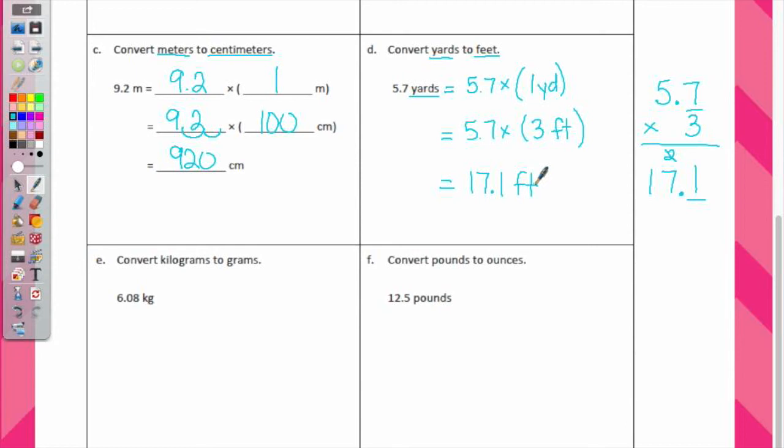So the answer to how many feet are in 5.7 yards? 17 and 1/10 feet. Now something I wanted to show you. This is kind of clever with the abbreviations. If you get confused, here's something you can look at. The first two labels match and the second two labels match. So that can help you if you get confused all of a sudden.